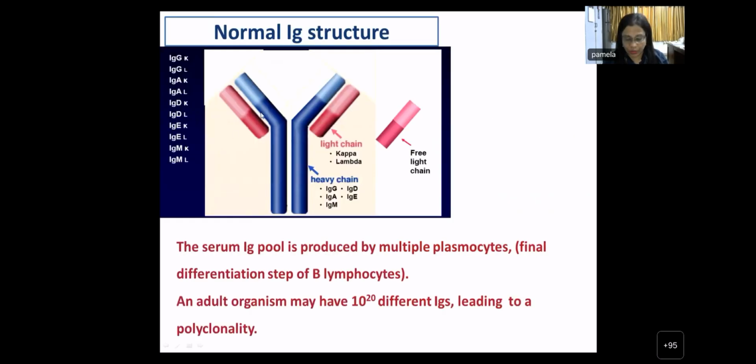So this is a normal immunoglobulin structure. It is Y-shaped, which you will be knowing, and it has a heavy chain and a light chain, which are attached by disulfide bonds. As we know, we have 5 different types of heavy chain, that is G, A, M, D, and E, and 2 different types of light chain, that is kappa and lambda. So the serum immunoglobulin pool is produced by multiple plasmocytes, which is the final differentiation step of the B lymphocytes. And an adult organism may have around 10 raised to 20 different immunoglobulins, leading to a polyclonality.